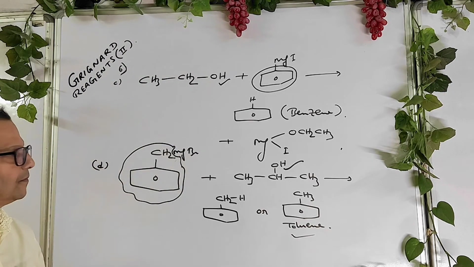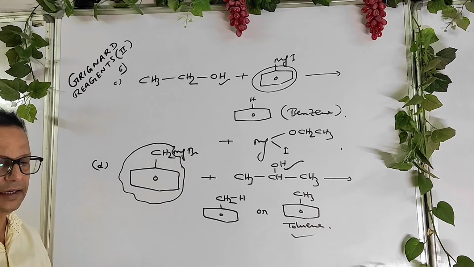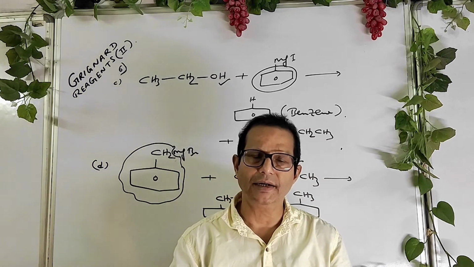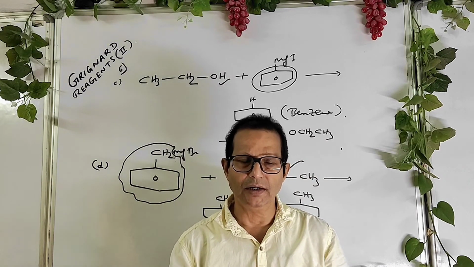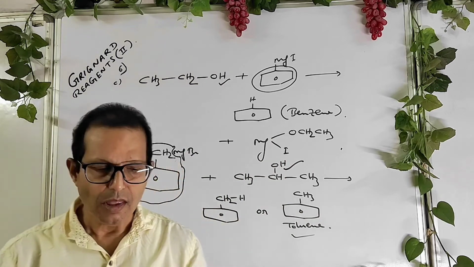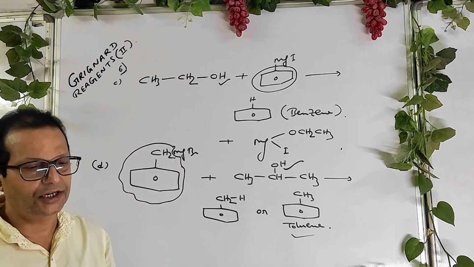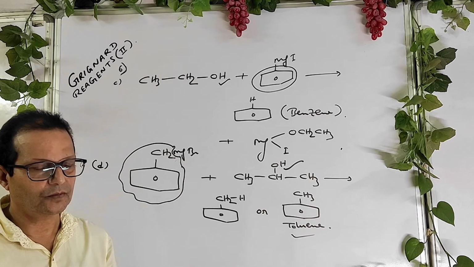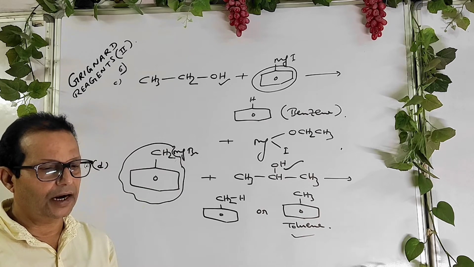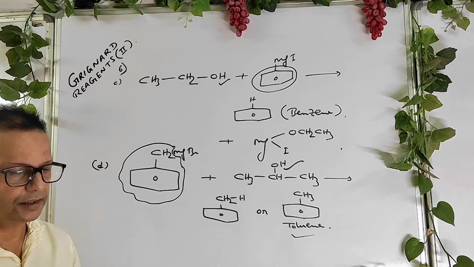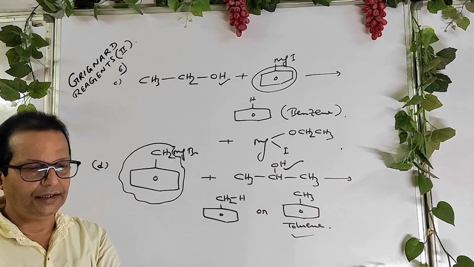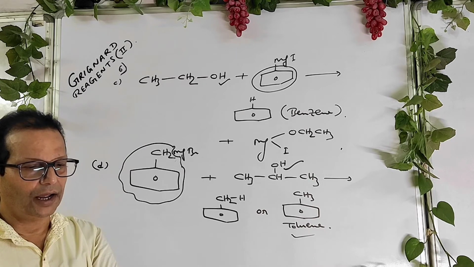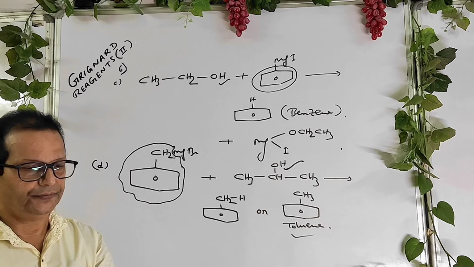So remember it, whenever any Grignard reagent reacts with compounds containing active hydrogen atoms such as water, primary, secondary or tertiary alcohols, primary and secondary amines, terminal alkynes, etc., then we get the hydrocarbon of the alkyl or aryl part of the Grignard reagent.